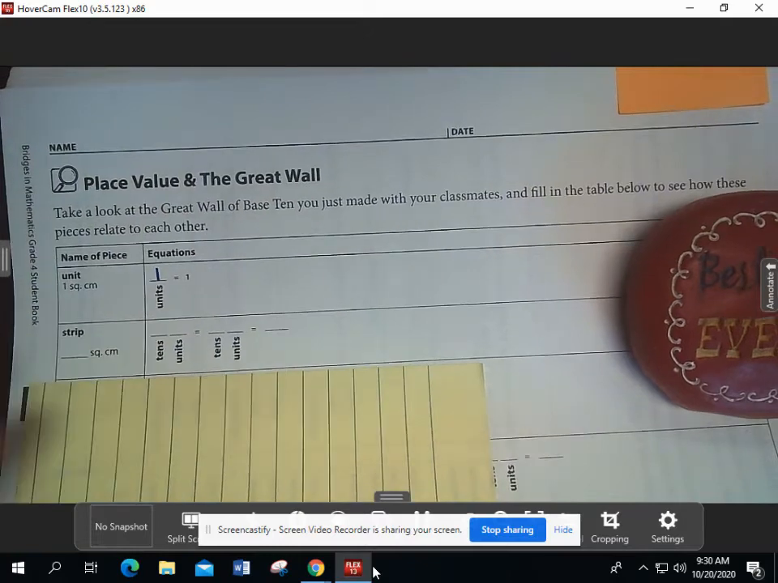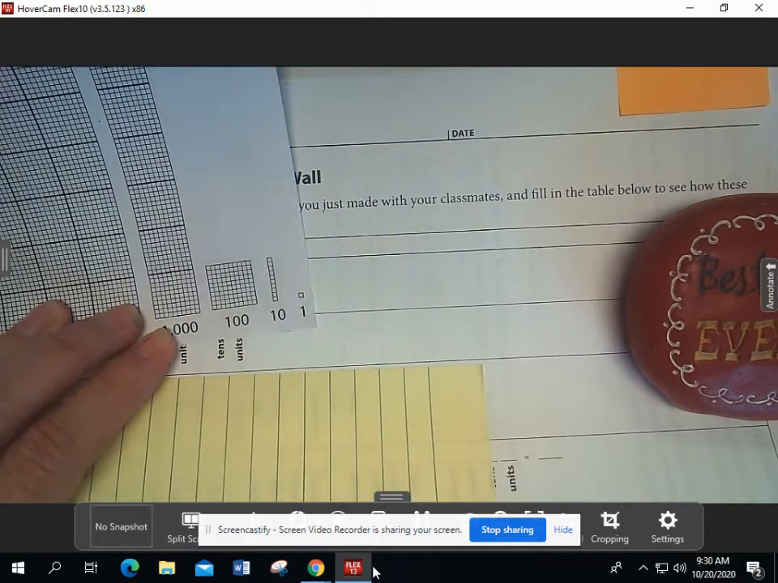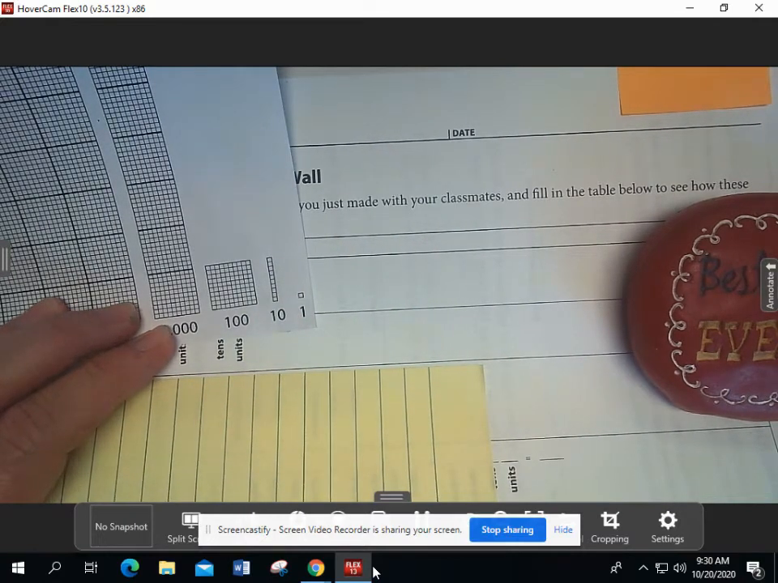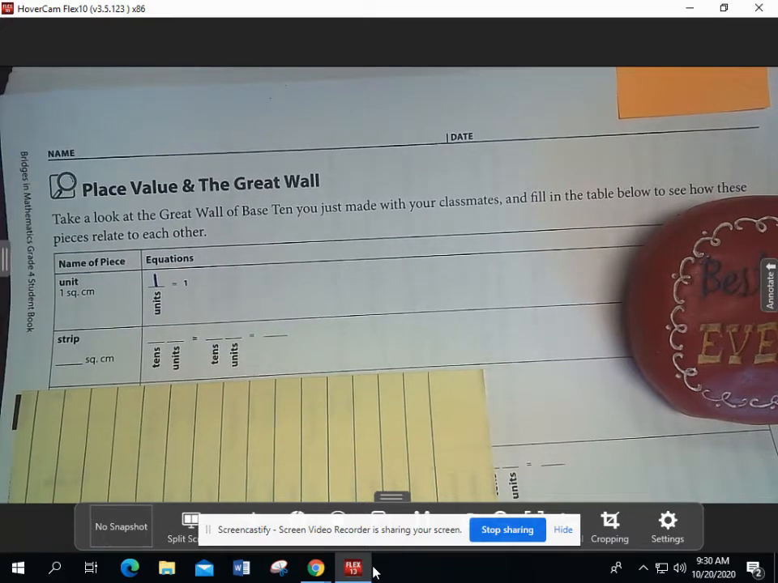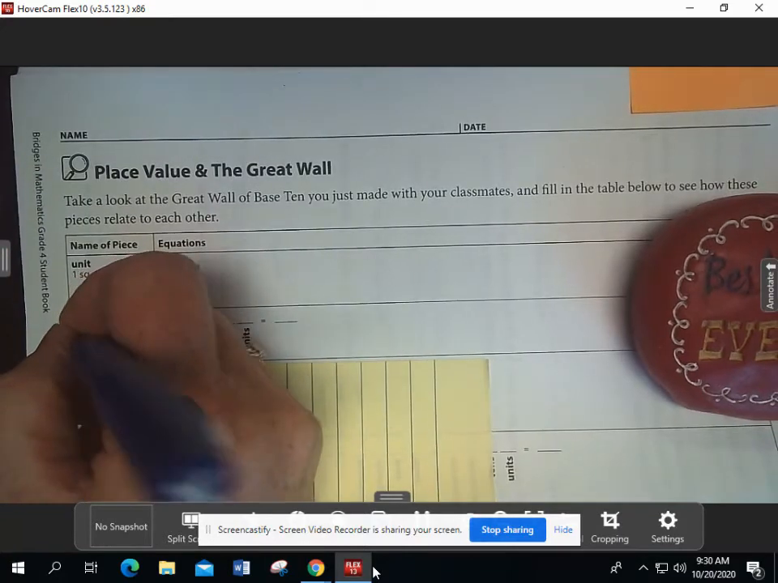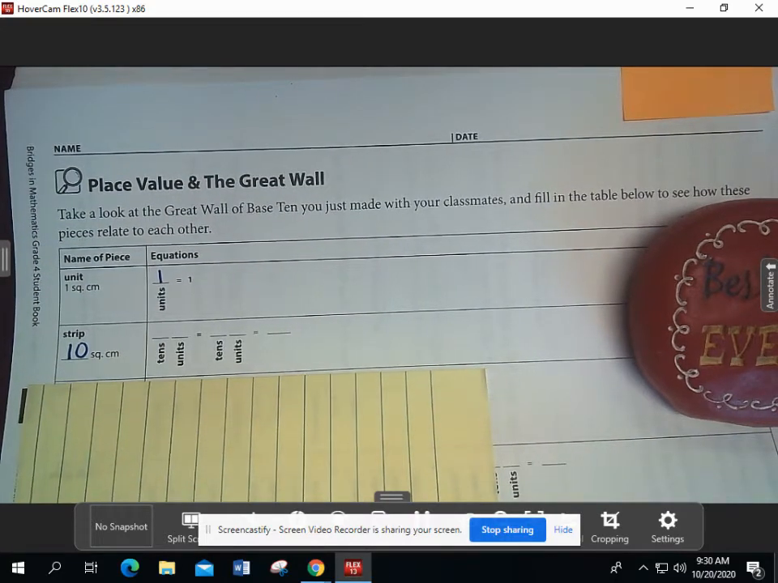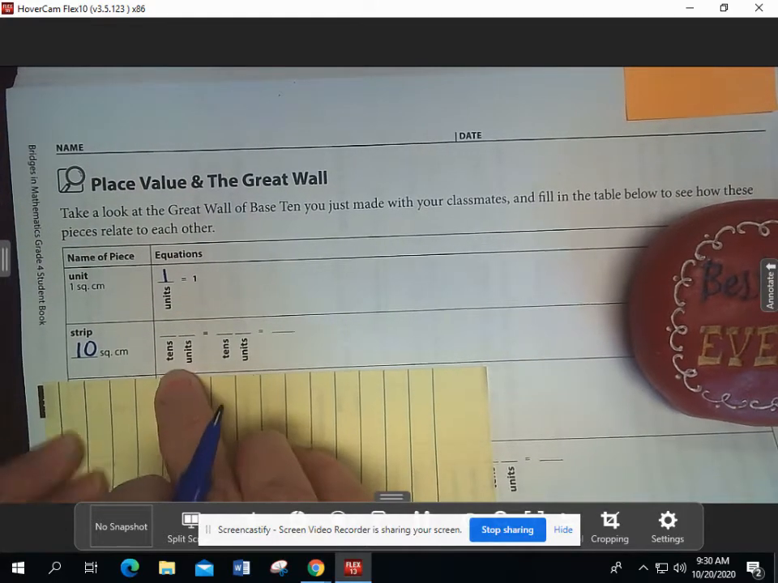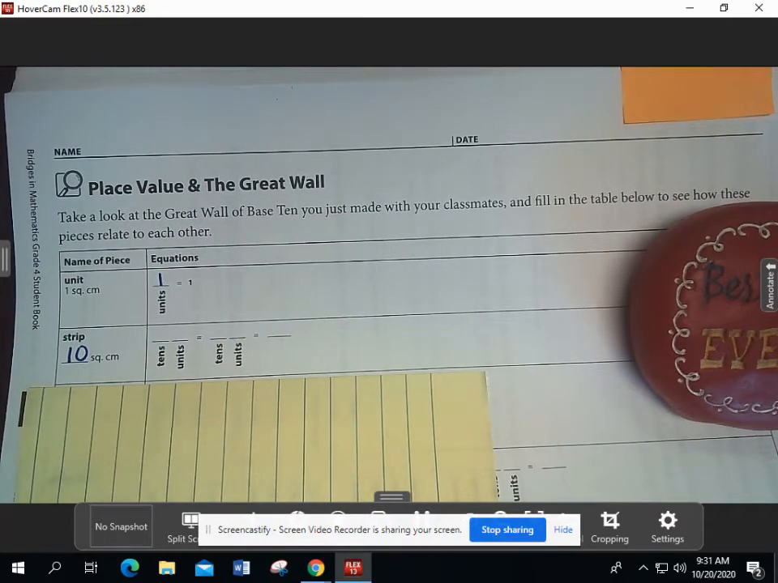So our strip, this thing, has how many little tiny square units in it? How many little tiny square units do we have? Does anybody remember? Addison, 10. So we have 10 square centimeters. But now we're going to write it as tens and units. This can be confusing for some students.